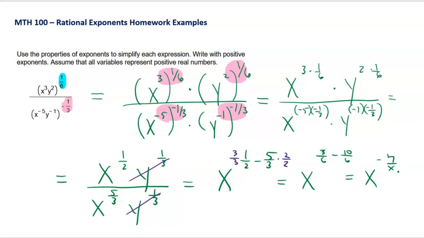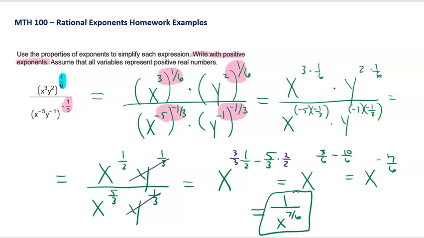Yuck, right? Okay, now I'm going to go back and read the directions because I don't know how to write my final answer. Notice it says write with positive exponents, assume that all variables represent positive numbers. So if I write this thing with positive exponents, I can't leave it as x to the -7/6. Whew, glad I caught that. There we go. Okay, so that means it belongs on the other side of the fraction bar. That would be 1 over x to the positive 7/6. And that is with positive exponents.